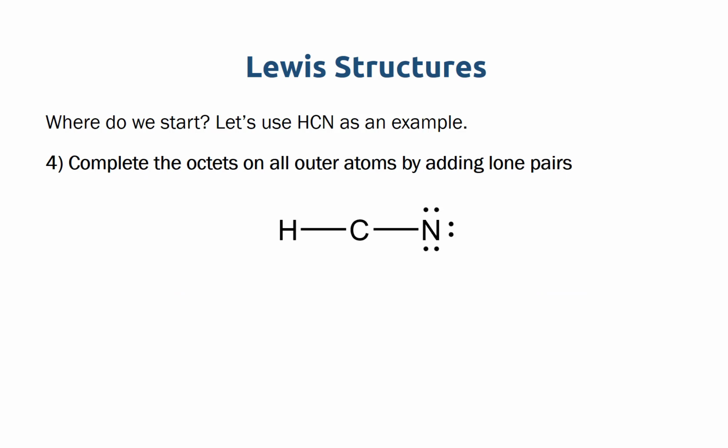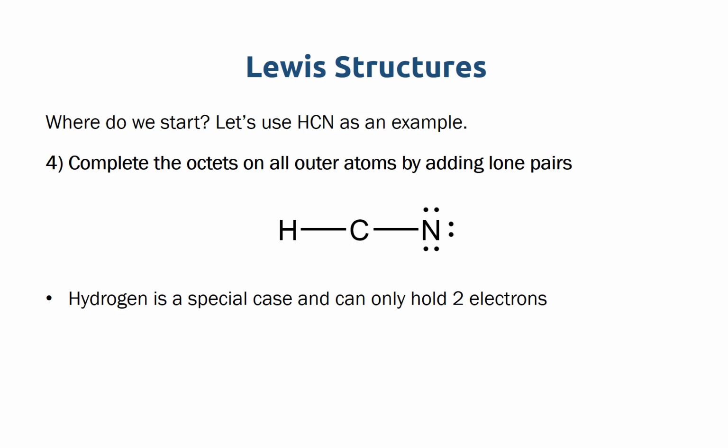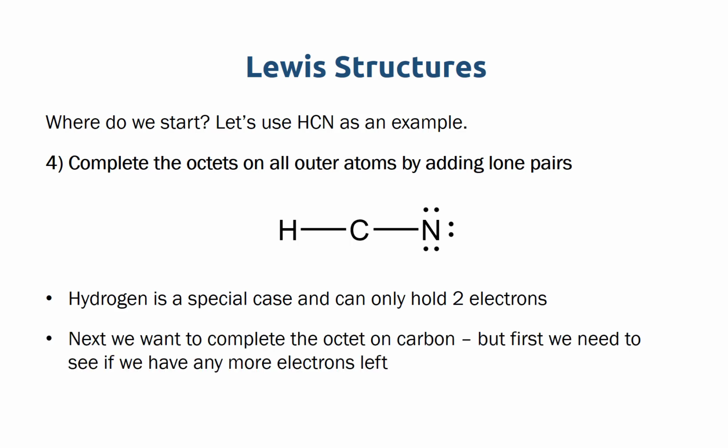That means nitrogen needs to gain 3 lone pairs in order to have 8 electrons. However, hydrogen is a special case. Remember, it can only hold 2 electrons, so we do not need to complete the octet on hydrogen. Next, we want to complete the octet on carbon.